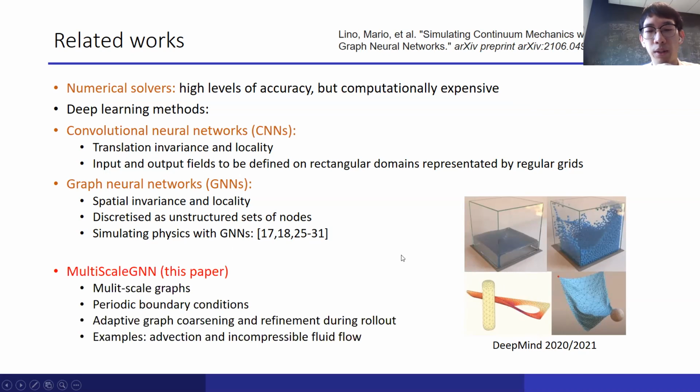The paper I'm presenting today follows this work, and the authors proposed to use multiscale graphs. They also consider periodic boundary conditions for the continuous systems, and a technique called adaptive graph coarsening and refinement. The model is applied to two examples: one is the advection problem, and the other is the fluid mechanics problem.